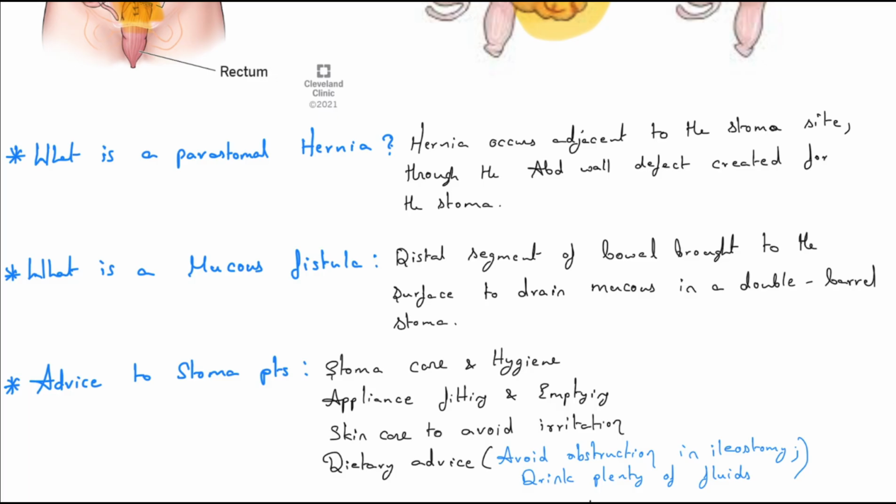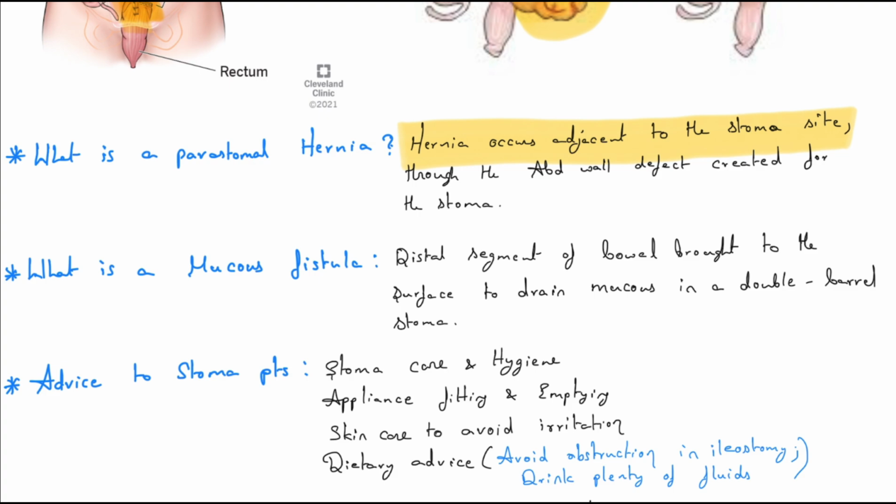So what is a parastomal hernia? This is the most common question the doctor can ask in the surgery department. A hernia occurs adjacent to the stoma site through the abdominal wall defect created for the stoma, that is a parastomal hernia. Mucus fistula means the distal segment of bowel brought to the surface to drain mucus in a double barrel stoma.